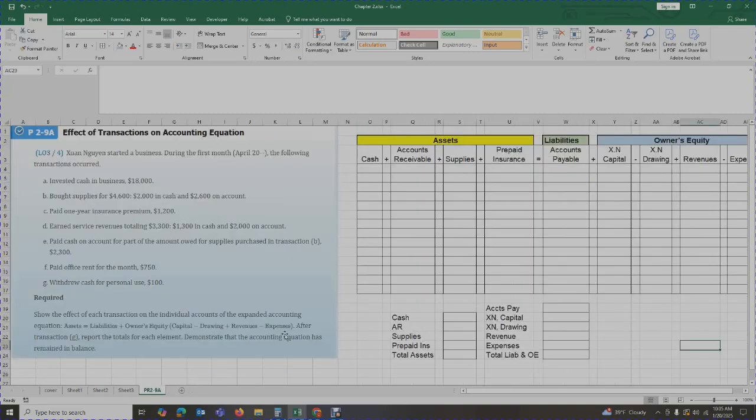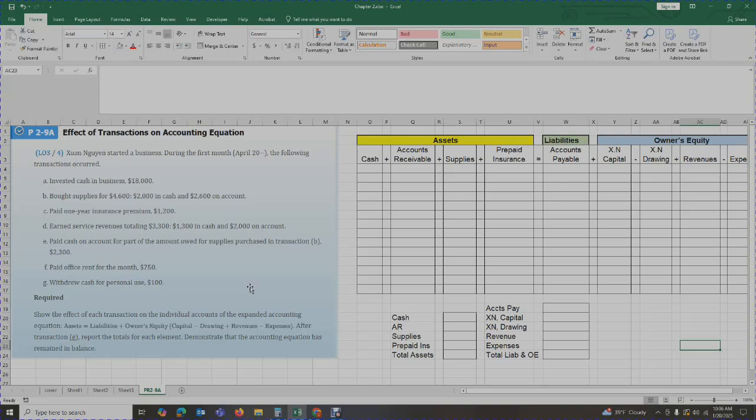Okay, now I'm going to go over the actual problem. This is problem 2.9. So we have the effect of transactions on the accounting equation. Swan Nguyen started a business during the first month of April. The following transactions occurred, transactions A through G. We are required to show the effects of the transactions on the individual accounts of the expanded accounting equation.